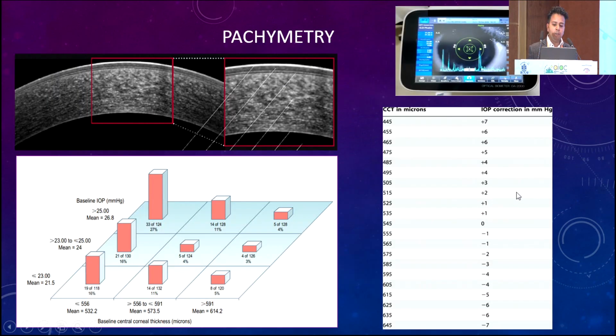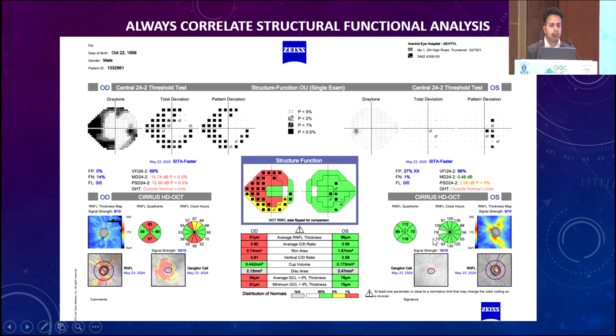Pachymetry plays a very important role. Then we have to know what is the central corneal thickness we are dealing with. As you can see, the percentage propensity of having glaucoma in an ocular hypertension patient can be high or change according to how thick or thin the cornea is. And these are some scales present to correct it. Always correlate your investigational findings with what you have seen in the examination.